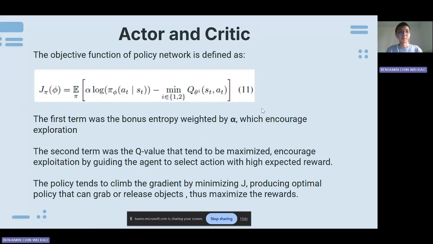So the objective function of the policy network is defined as below, which is J. The first term is the entropy bonus weighted by alpha, and the second term is the Q value that tends to be maximized, encouraging exploitation by guiding the agent to select actions with high expected reward.